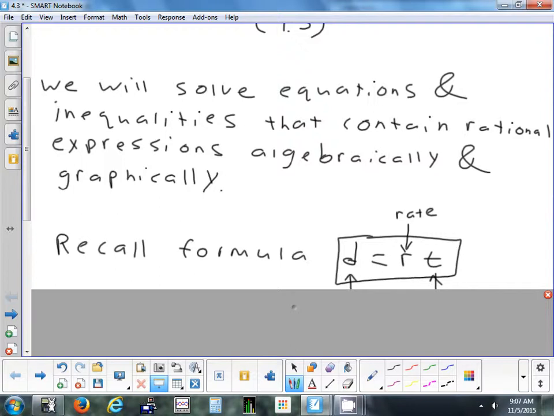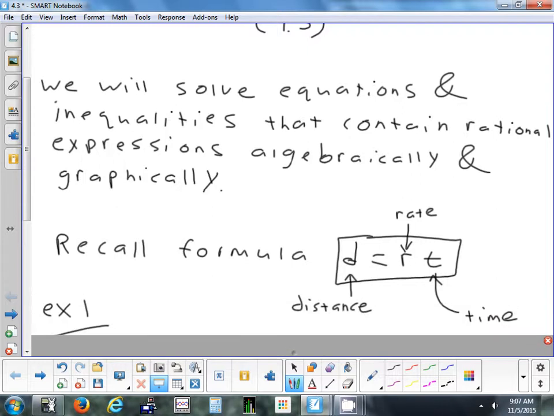All right, our first problem, and we're going to use this problem throughout the lesson. We're going to kind of come back to it a couple times. It involves this formula. So you have to know this to do the problem we're going to do. And this is the formula for distance, rate, and time. Your distance equals your rate times time.